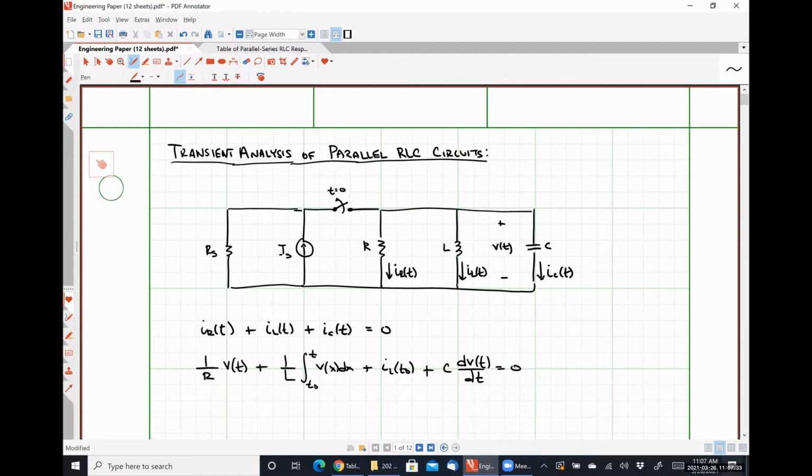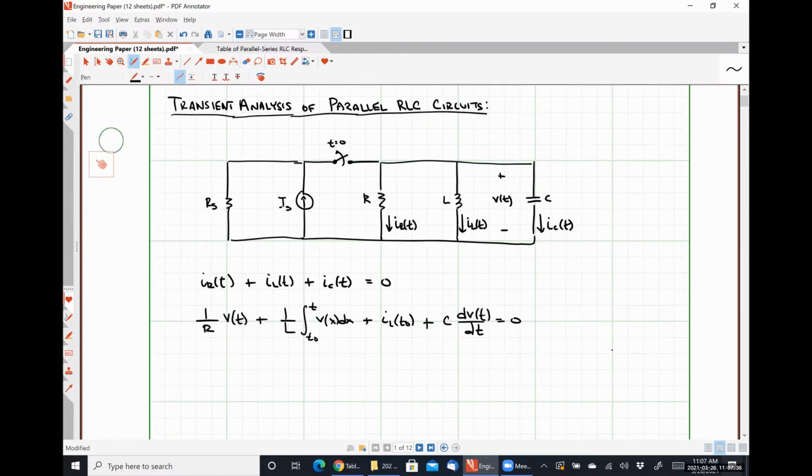So if I take the derivative with respect to time of both sides, and I'm going to change things around in their order a little bit, I would get C times the second derivative of my voltage plus 1 over R times the first derivative of my voltage plus 1 over L times my voltage is equal to 0. So differentiating also got rid of this constant term, my initial condition on my inductor current.